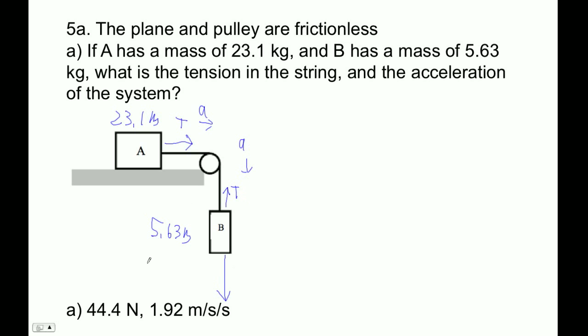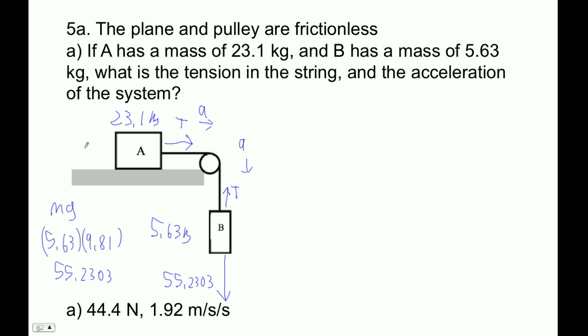The force of gravity there is just m times g, so 5.63 times 9.81. Let's do that. I'm going to store that in A just for fun. 55.2303. So that is this force here. So the first thing to do is to draw a picture of all the forces.